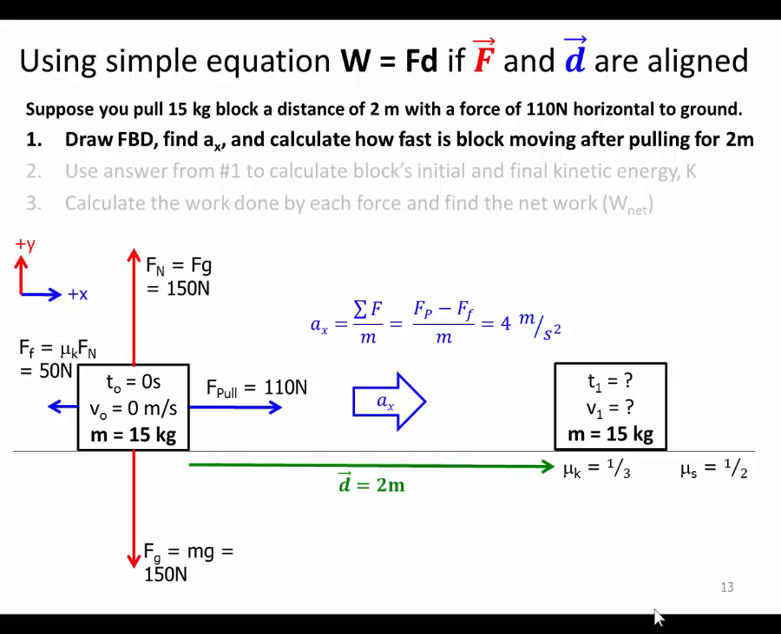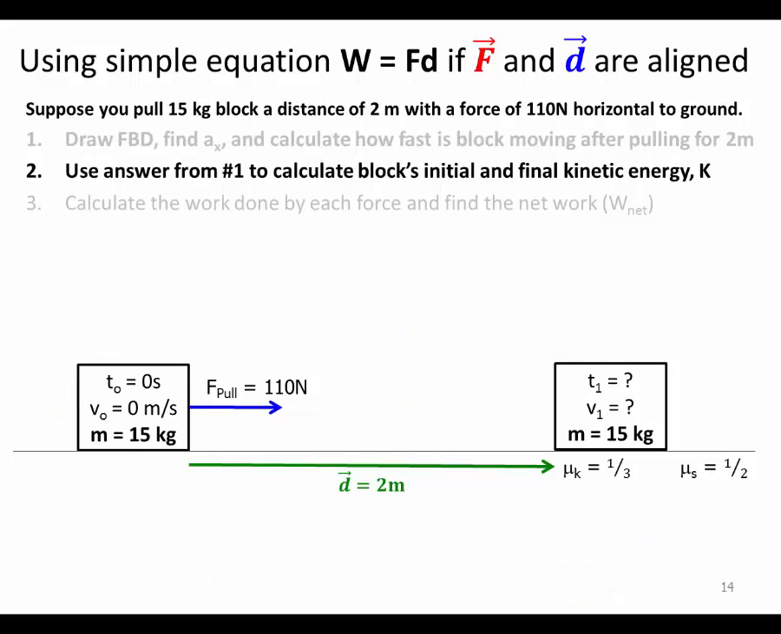Let's use that acceleration, and let's use motion equation number 8, and we can crank out the final velocity of the box after it's moved 2 meters, and we find out it's 4 meters per second after it's moved 2 meters with this constant force applied to it. If you'd like to, we could also use equation number 6, or equation number 5. 6 is a little bit easier to figure out the time it takes, and it only takes 1 second to move that distance. Okay, now that we've found the velocity, let's use it to do part 2, which is to calculate the block's initial and final kinetic energy.